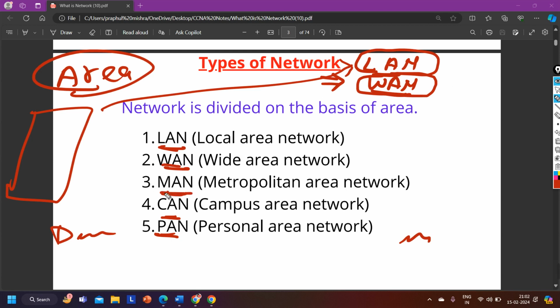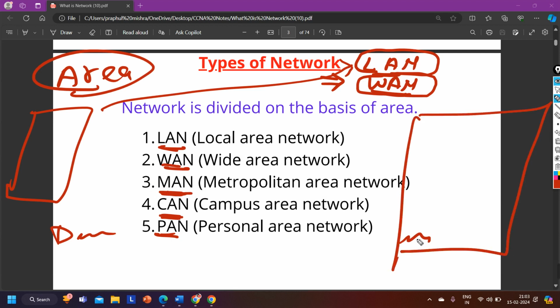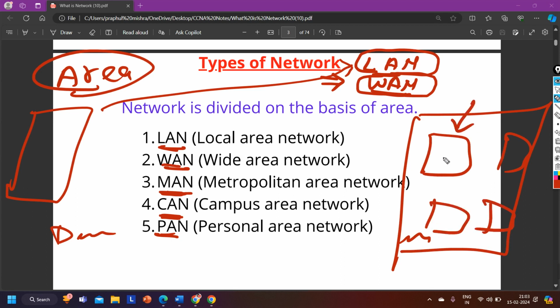But we have some more types of network here as defined by humans, that is MAN. If we are implementing a network in a metropolitan area, that type of network is MAN. If we are implementing a network in a campus, like let's say in a college, there are 4 buildings: building 1, building 2, building 3 and building 4. In these buildings, I am implementing a network, right? There are some networking devices which are connected with each other. So which type of network is it?